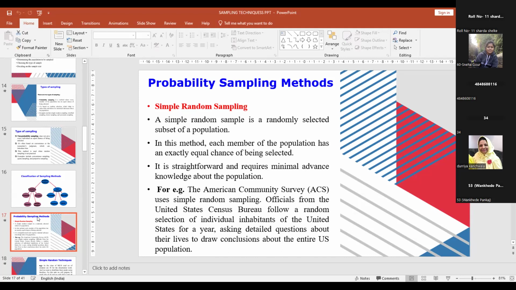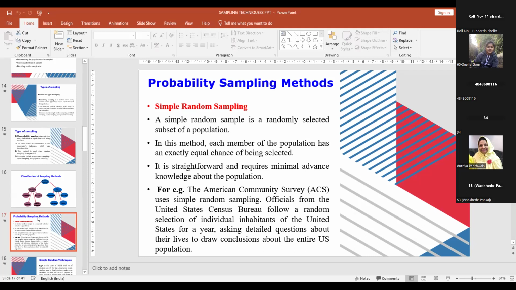Simple random refers to the sampling technique in which each and every unit of the population has an equal opportunity to get selected in the sample, just a matter of chance. Personal bias or the investigator does not influence the selection. So it is straightforward and requires minimal advance knowledge about the population.